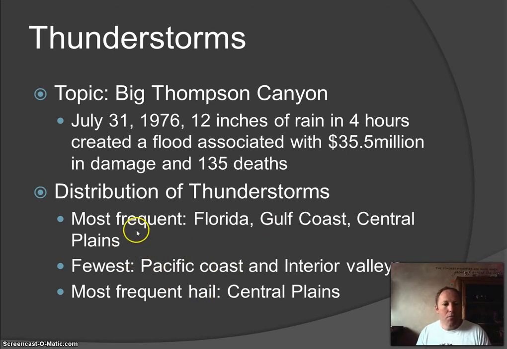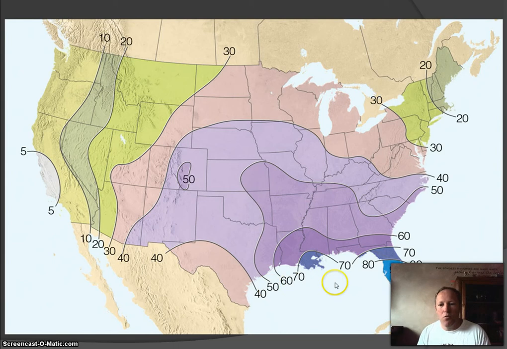Distribution of thunderstorms: most frequent in Florida and the Gulf Coast and the Central Plains, fewest on the Pacific Coast and in interior valleys. Most frequent hail is in the Central Plains. Here's what we're talking about. Most frequent lightning strikes: Florida, look at that. Over 90% of the lightning strikes occur during the summer, and very common strikes 90 days out of the year and over 100 days a year right around the Lake Okeechobee area. And about 50 to 40 days per year get thunderstorms, and it decreases from there.